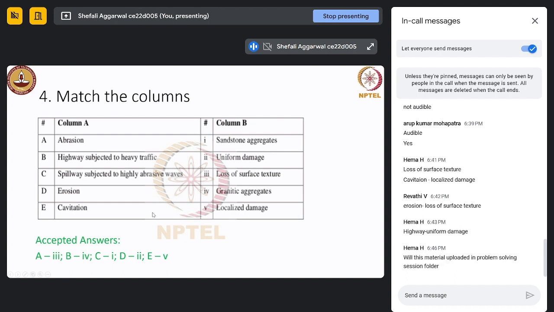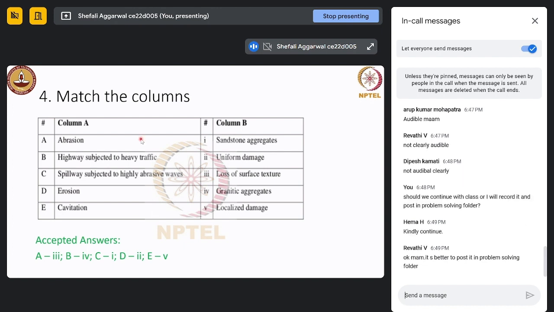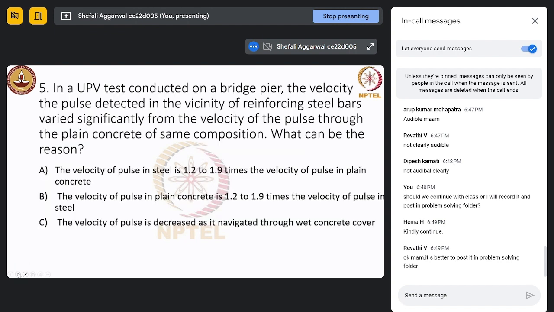And last is the cavitation. So we will continue also. Fine. So next question, we'll go to the next question then.